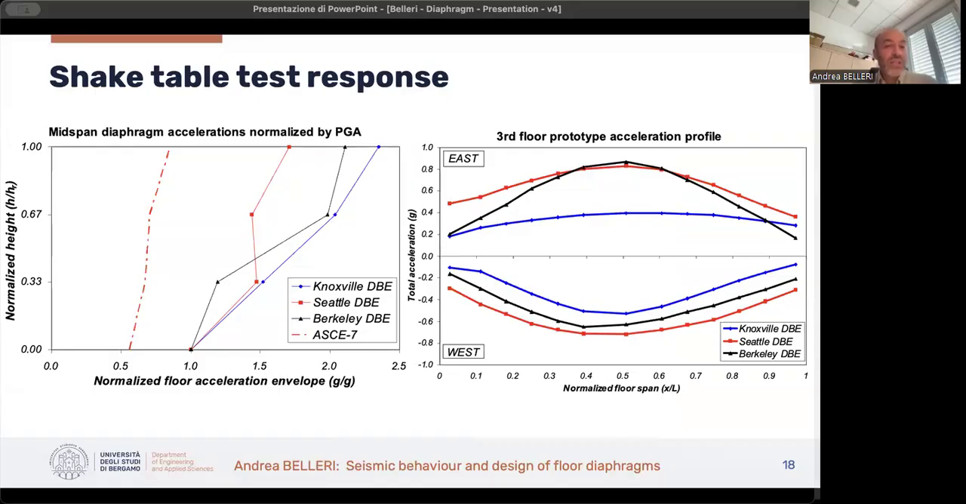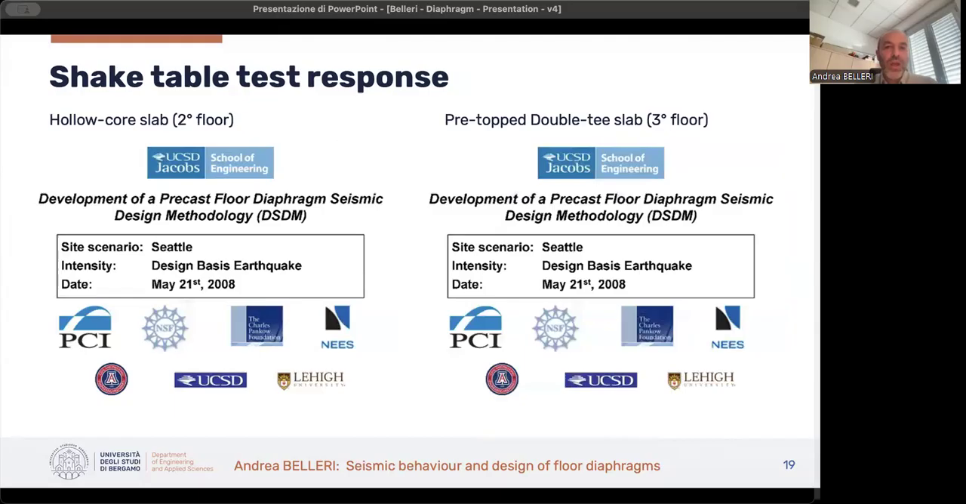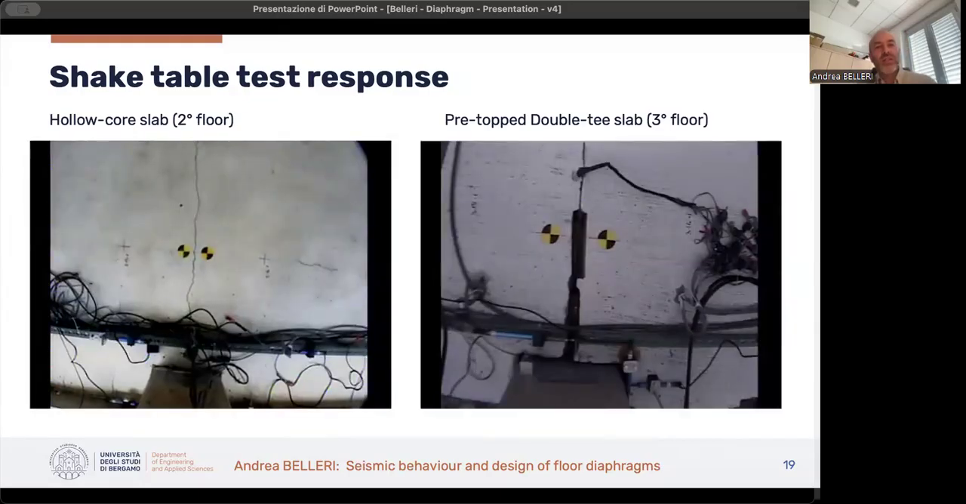So on the left-hand side, you can see in the dashed line, what was the building code at that time provision of demand of this diaphragm. You can see that is quite lower compared to the actual acceleration demand that happened in the diaphragm. On the right-hand side, you can see the acceleration intensity along the span of the diaphragm for different earthquake loading.